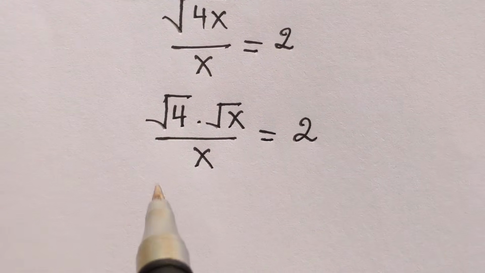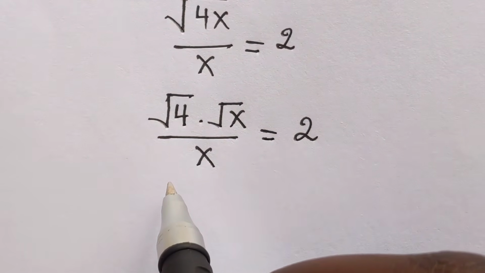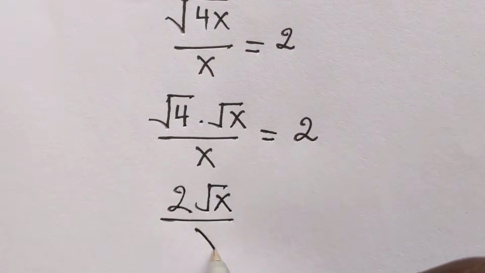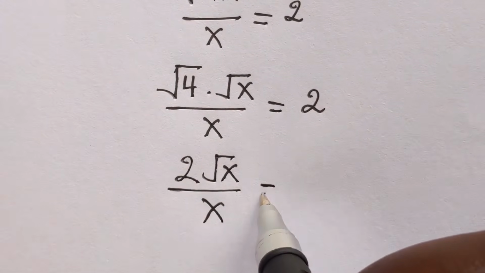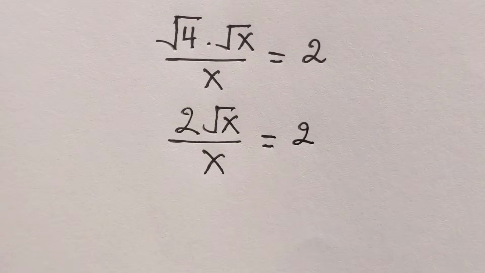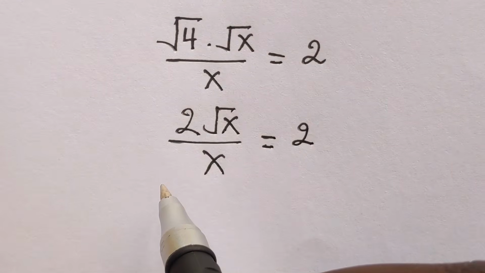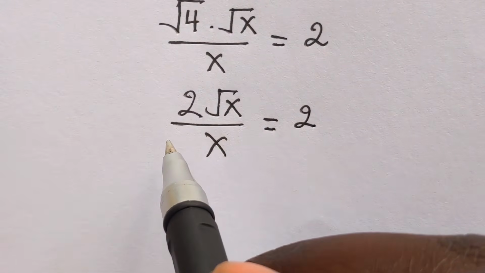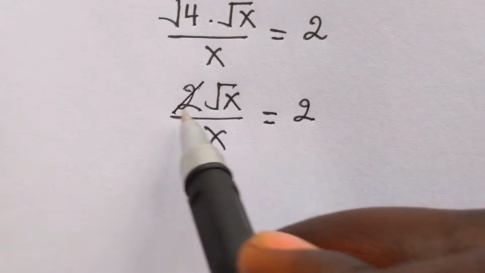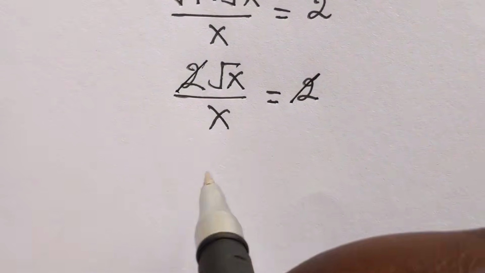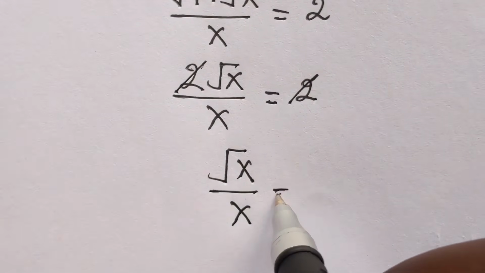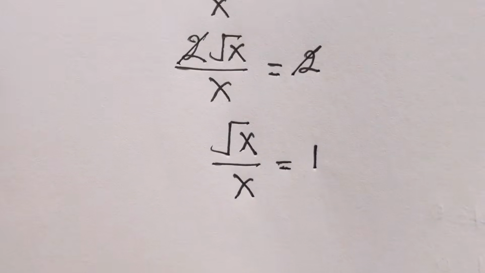Square root of 4 is 2, so we have 2 square root of x over x, and this will be 2. Now we divide both sides by 2, so we cancel the 2s to get square root of x over x, which equals 1.